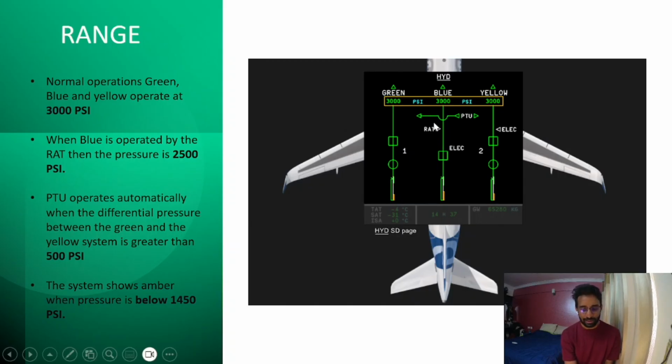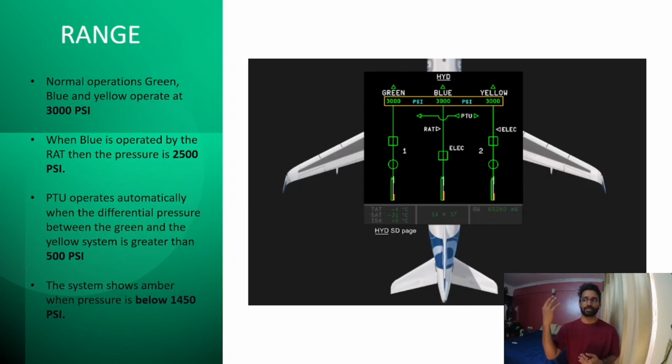Okay. Now there is something called a PTU. You can see it here. We did not talk about it, we will talk about it in detail. But PTU stands for Power Transfer Unit. Its job is to transfer power from one system to the other system. And it is only between green and yellow. Yellow to green, green to yellow. PTU does not handle the blue system. So what does the PTU actually do? It doesn't transfer any hydraulic fluid. It's not fluid transfer from one to another. It cannot physically transfer fluid, but it can transfer power or pressure.